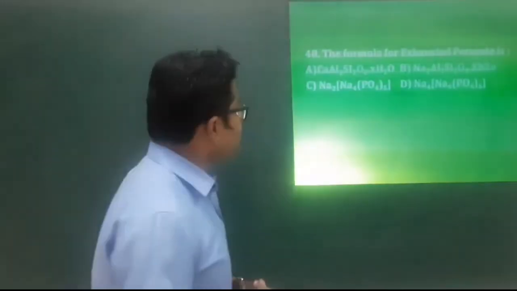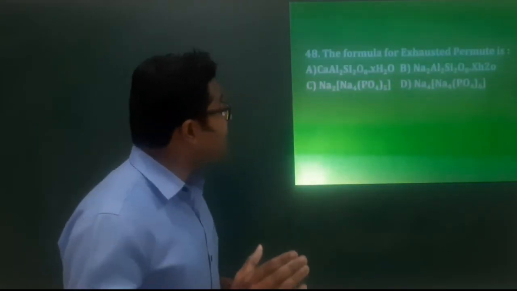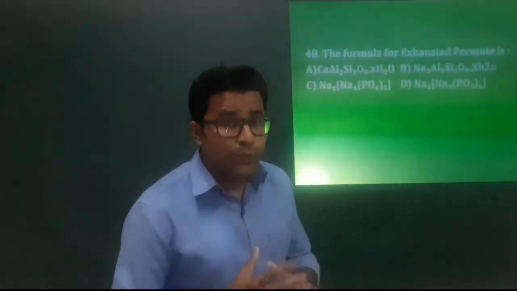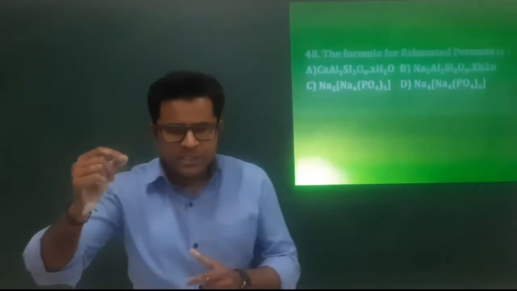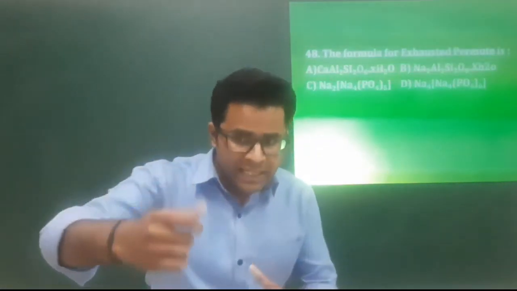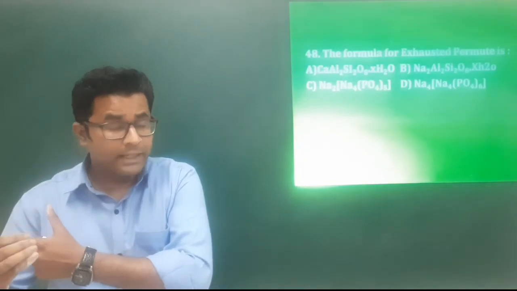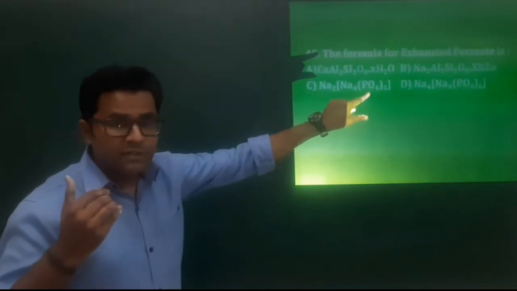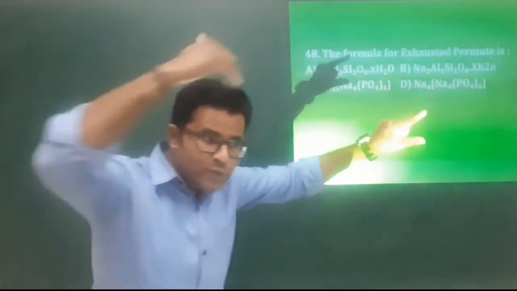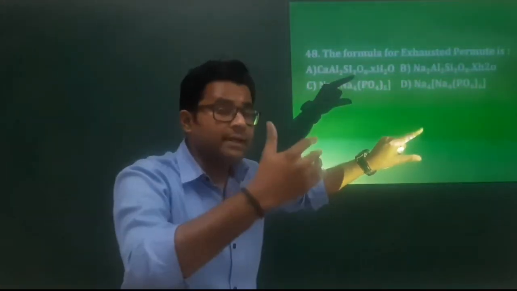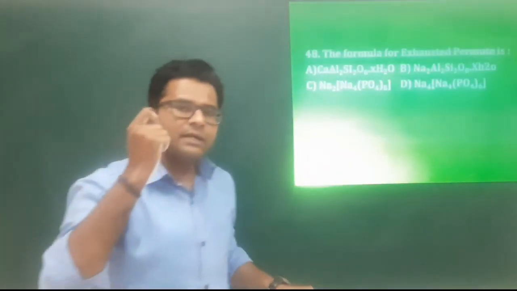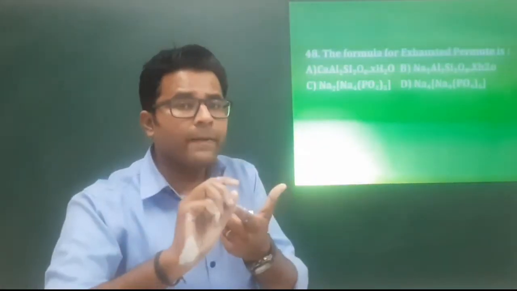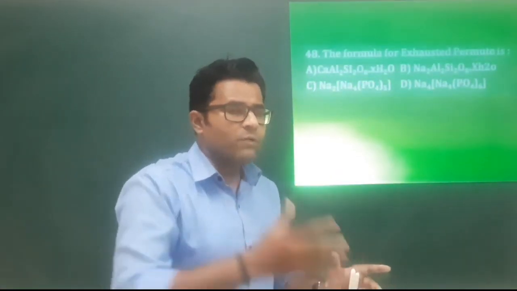Coming towards the next question, question number 48. The formula for the exhausted permutit is, now in an ion exchange process, what we had seen was, because of the presence of calcium and magnesium, these particular ions are replaced by sodium. Okay, so therefore in an exhausted permutit, it's the sodium which goes into the water, and from the water, the particular ions which are causing the hardness are being removed. And those particular ions are nothing more than either calcium or magnesium. So we need to search for that particular option which has either calcium or magnesium in its composition.